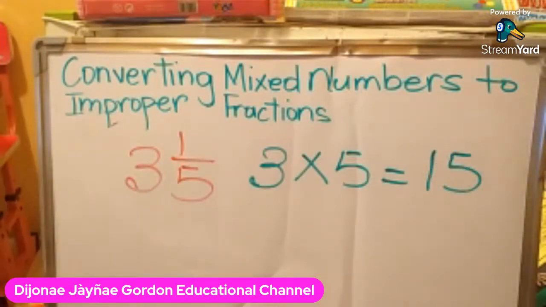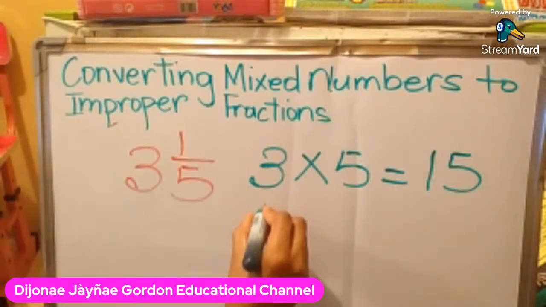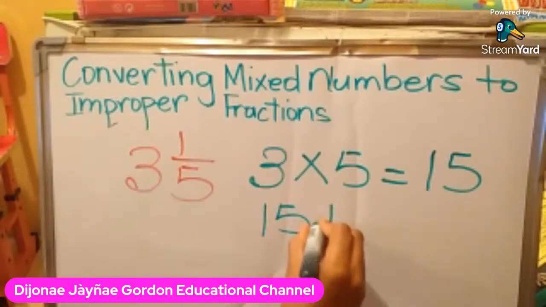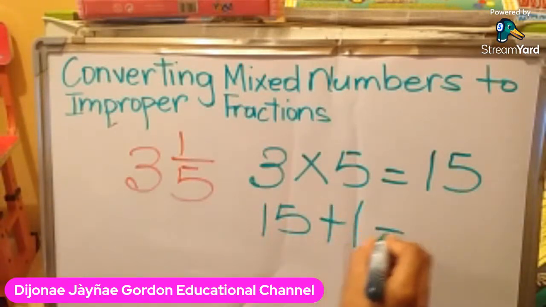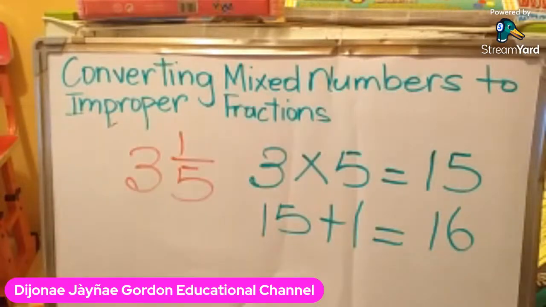So now that 15 that you get, you are going to add it to your numerator. So 15 plus 1 is going to be 16. The 16 that you get now is going to be your numerator in the improper fraction. So the improper fraction is going to be 16, and we are going to keep our denominator, which is 5. So it's going to be 16 over 5.